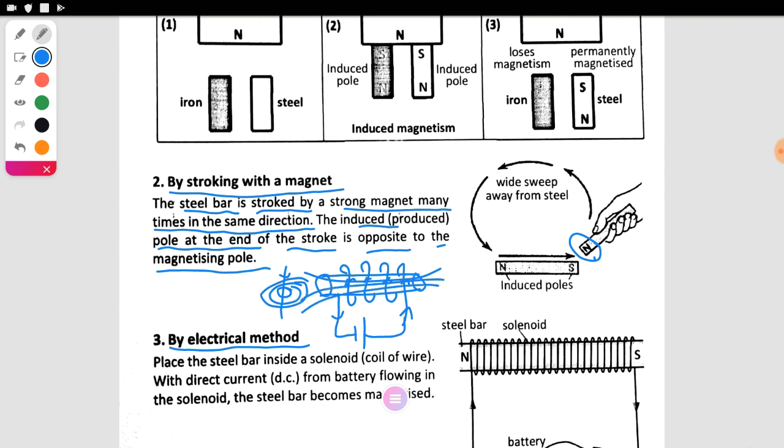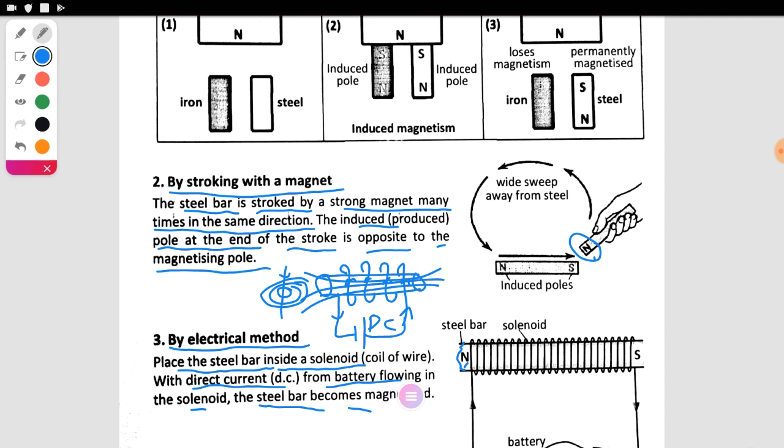By the electrical method, place a steel bar inside a solenoid, to concentrate the magnetic field because it has high magnetic permeability. With direct current from the battery, this is the battery, the source of direct current, the solenoid steel bar becomes magnetized.